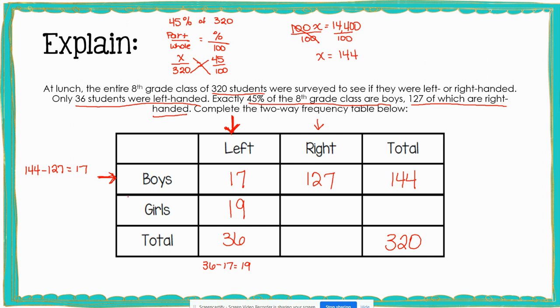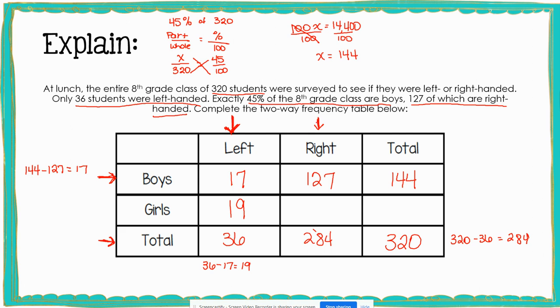Now, we can't do anything with the girls row yet, but if we skip down to our total row, we see that we have 320 total students and 36 of them are left-handed. To figure out how many are right-handed, we're going to do the total number of students and subtract the left-handed number of students from that. When we do that, we get 284. So there are 284 students who are right-handed.